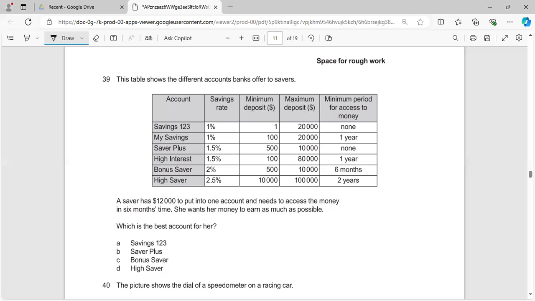Is it the savings 1, 2, 3? You have to look at all the details for savings 1, 2, 3. Saver plus, you look at all the details for saver plus. And C, bonus saver, or is it I saver? So look at it carefully and then you decide which of these is the best, bearing the different conditions in mind. Alright? This one will take a little time. Examine it closely, alright?